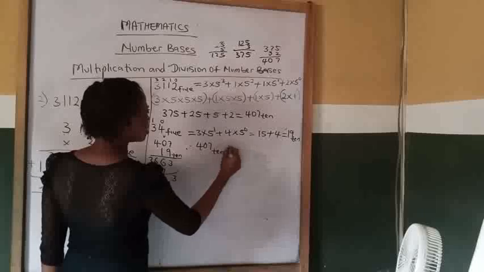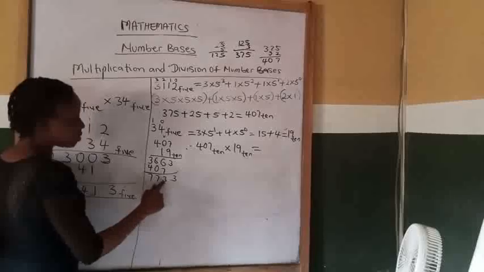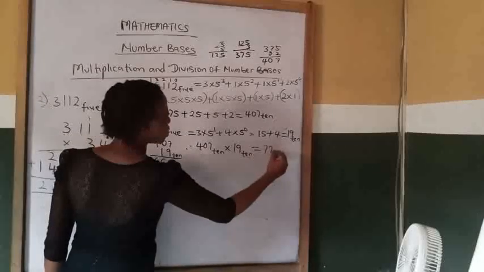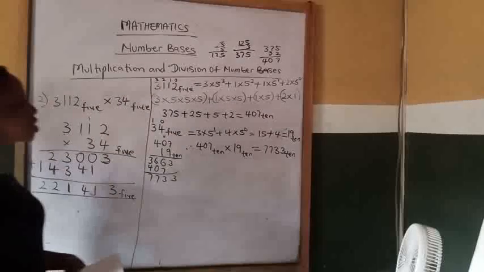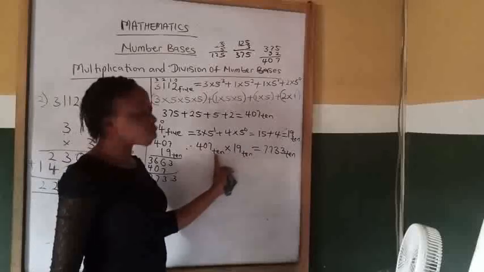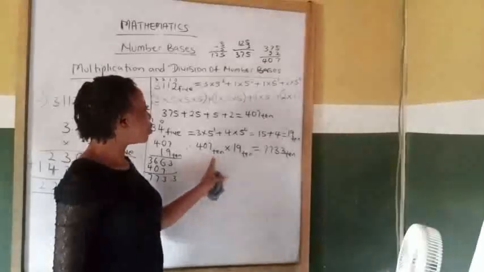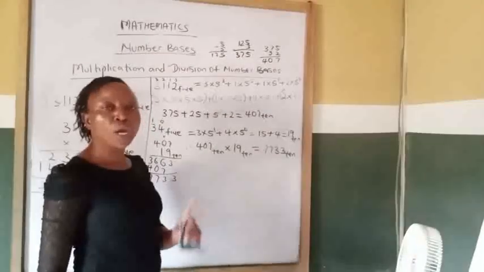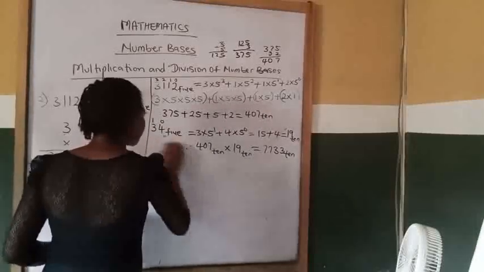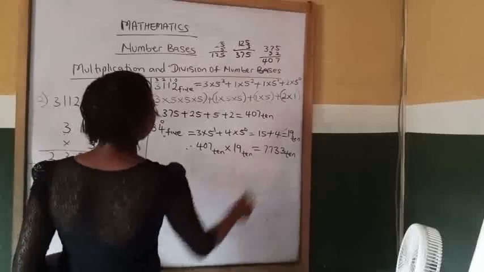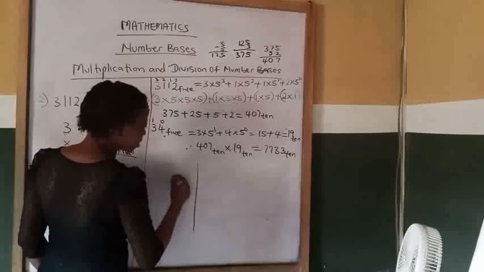So our answer when you multiply: 407 base 10 times 19 base 10 is equal to 7733 base 10. So when you are multiplying numbers in base 10 by each other, you don't make use of your base. After this, you divide your answer by your new base. Don't forget that we are converting to base 5. So let's divide by base 5.